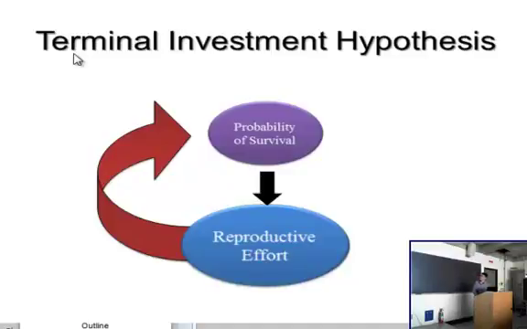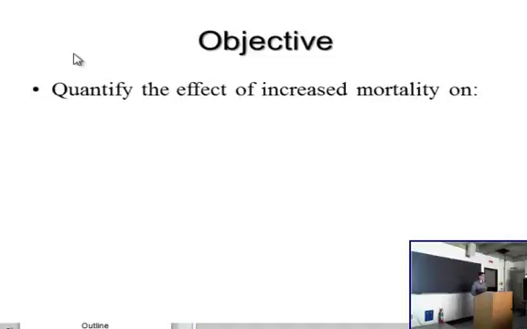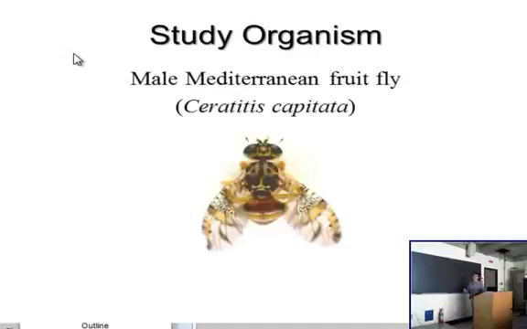I set out to test this by increasing the mortality artificially. Since just the effect of age didn't drive an increase in reproductive ability, I decided to see if an artificial risk of mortality would have effects on reproductive behavior, as suggested by the terminal investment hypothesis, and how that would affect the cost of reproduction. To do this, I used the Mediterranean fruit fly. I only studied this in males. The med fly was really useful for this because of their clear way of demonstrating reproductive effort, and I'll get to that in just a little bit.